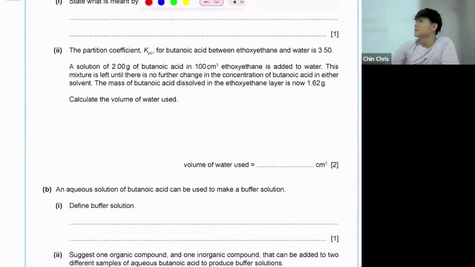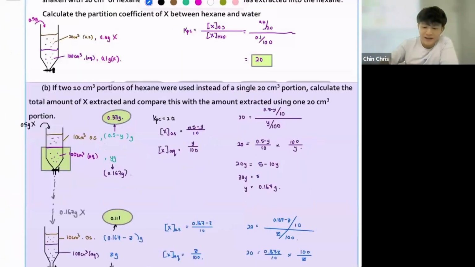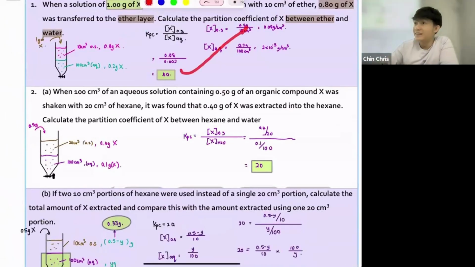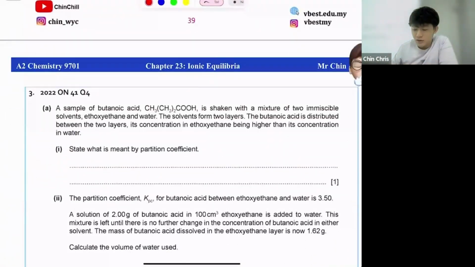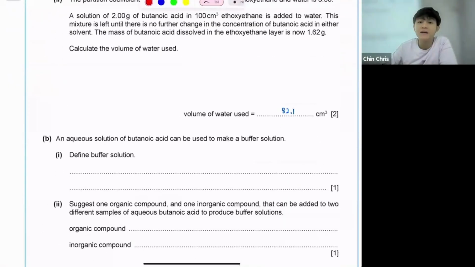Any answer? 82.1. I'm looking at my mark scheme answer. 82.1 is correct. Too lazy to do. This is level 1. It's not difficult at all. Guys, you should be able to get 82.1. Okay, I'm not helping. So if you don't know how to do, you refer to Q1 and redo again. I'm going to give you the answer only.